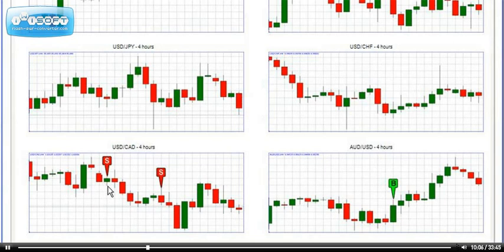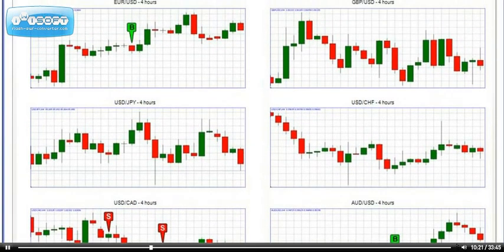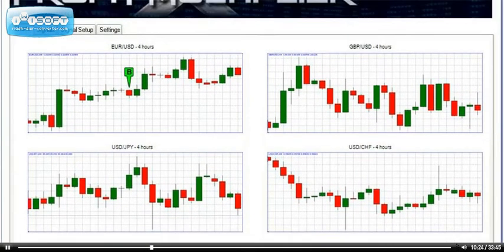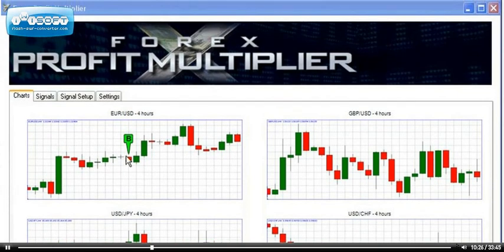And right here, just for example, here's the US Canadian dollar pair. Here was the setup here on this bar to sell, another setup here to sell. On the Australian US dollar, a setup to buy on this bar. On the, let's scroll down so you can see that. On the Euro US dollar, a setup to buy.